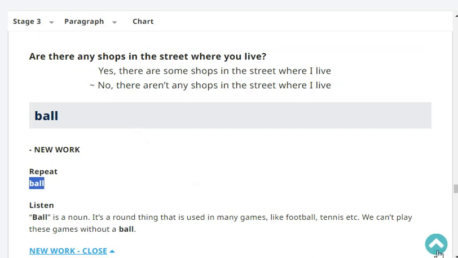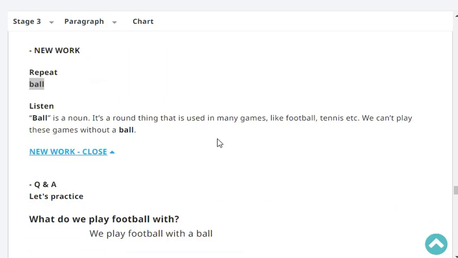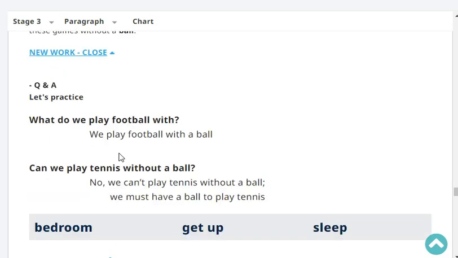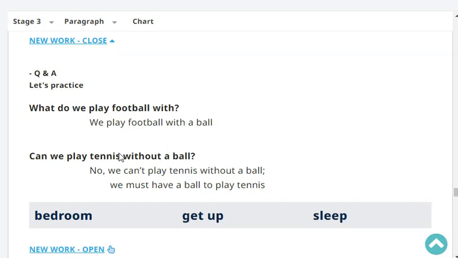Next, repeat. Ball. Very good. Okay, listen. A ball is a noun. It is a round thing that is used in many games like football, tennis, etc. We can't play these games without a ball. Let's practice. What do we play football with? We play football with a ball. Very good.